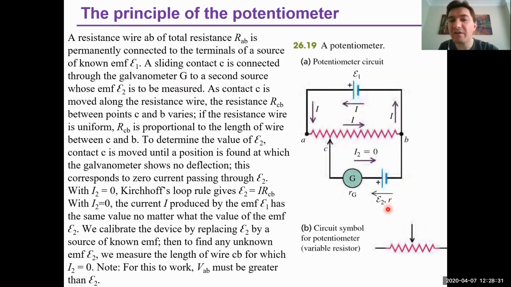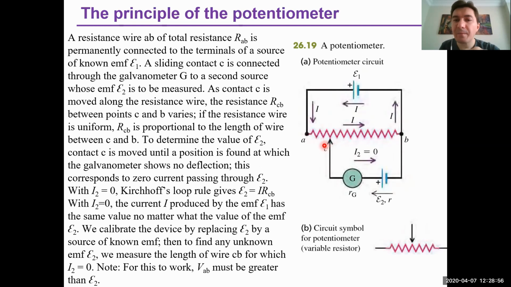And here we have an EMF. We would like to characterize it. We would like to measure its EMF. How to do that? This is the known EMF, and we have current from positive to negative within that circuit. So this is the current direction. Here we have an adjustable resistor.